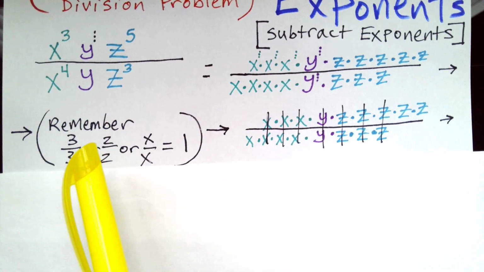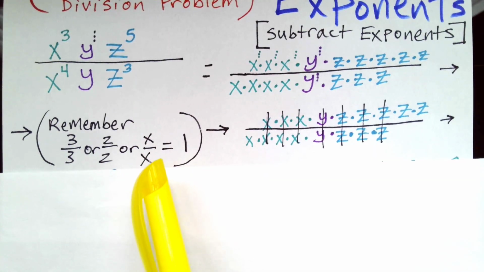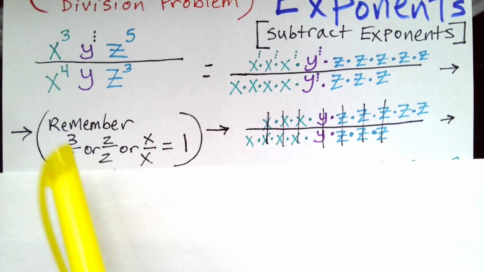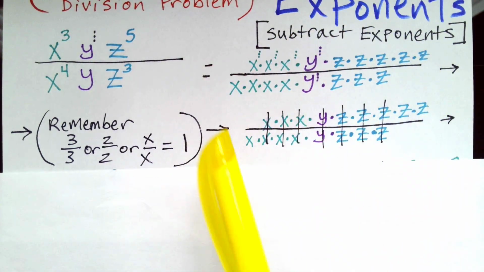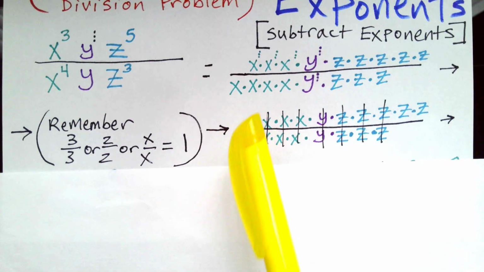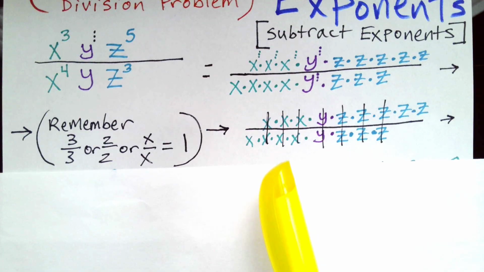So you need to remember, right? 3 over 3, 2 over 2, or x over x is equal to 1, right? Anything over itself is equal to 1. So I had rewritten this down below, and I'm showing you x over x is 1. I canceled it out. X over x is 1. Canceled it out, or it turns into a 1.